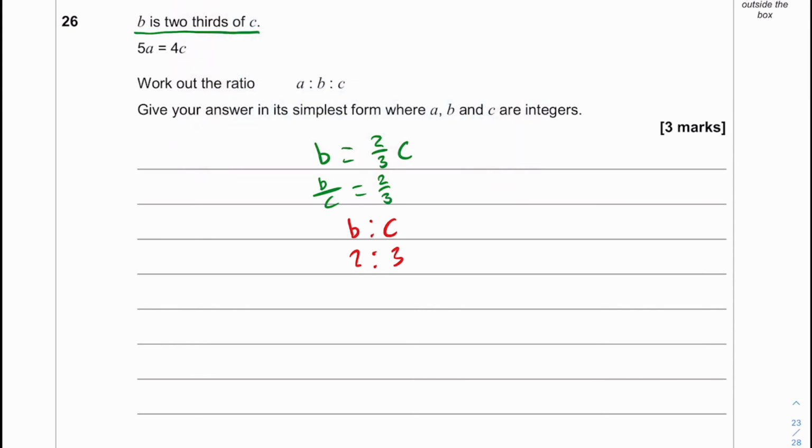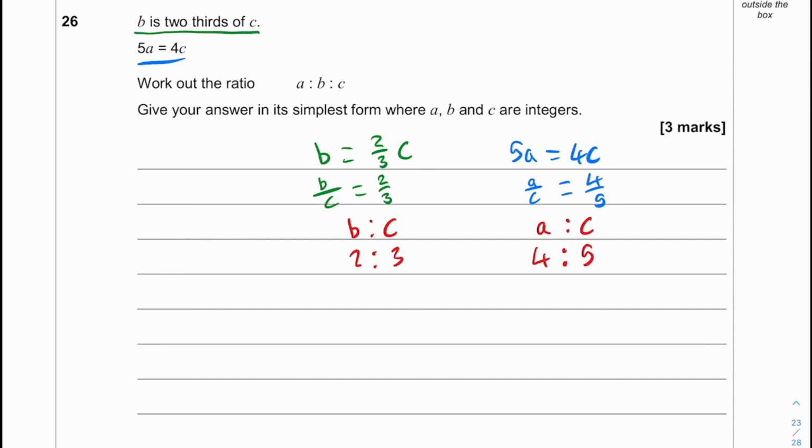We'll then move on to the second piece of information, where 5A is equal to 4C. Again, the best way of doing this is to bring the 4 over by dividing by 4, and then bring the A over by dividing by A. So what we are left with is A over C is equal to 4 over 5. So again, the ratio of A to C, A divided by C, is in the form of 4 to 5.